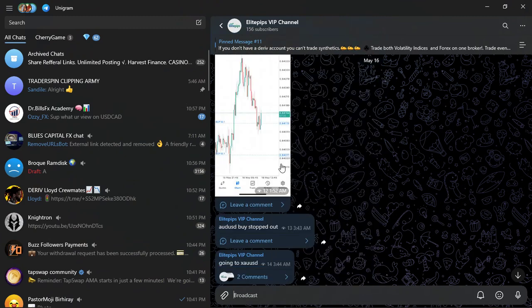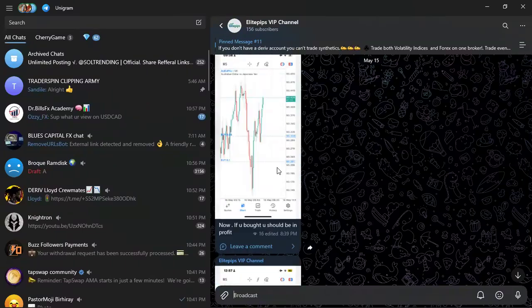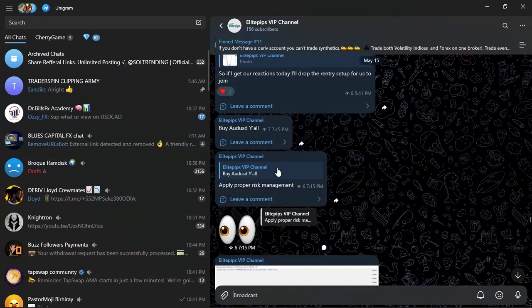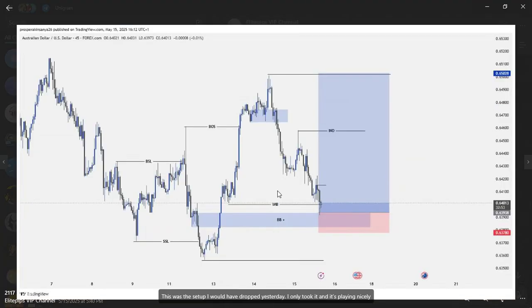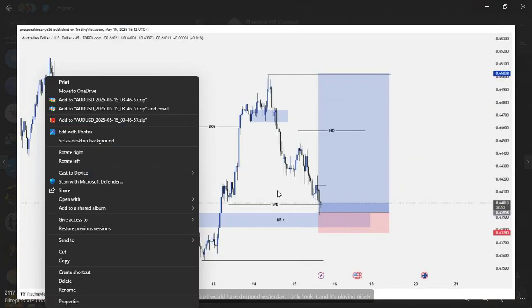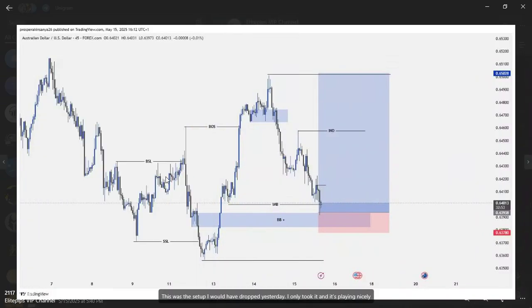So let's go check out the analysis on AUD that I dropped. Yeah, this is it. This is the analysis on AUD, the Australian US dollar for those who don't know, one of my favorite pairs that I use in trading. The caption says this was the setup I dropped yesterday. So this is an AUD buy. You can see break of structure one, break of structure two, sell side liquidity, breaker block, inducement, breaker block, and these are just the setup.